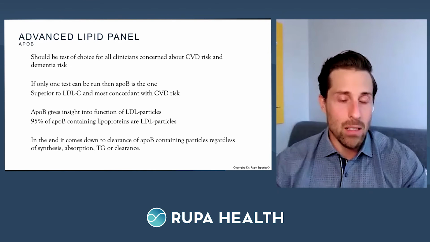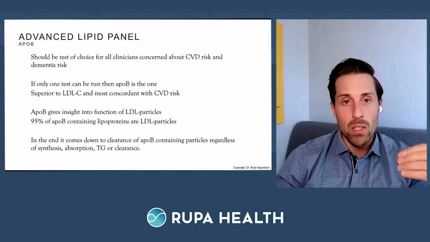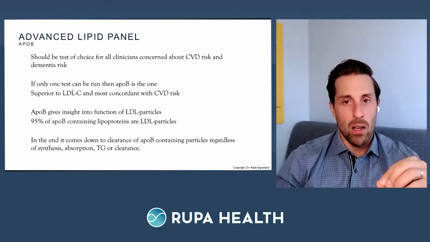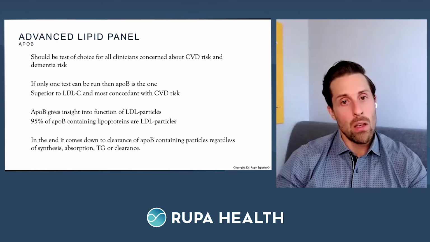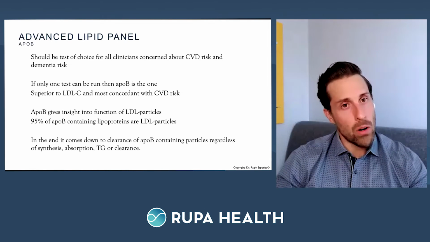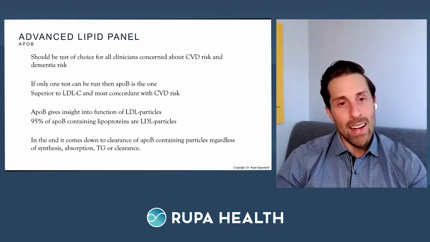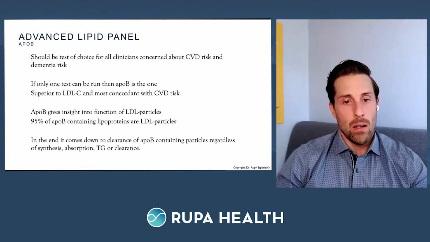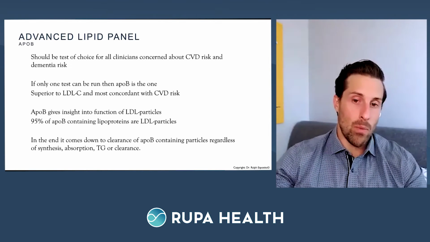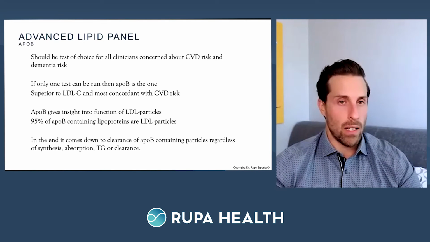So as I already discussed, ApoB is probably going to be the most important, especially when it comes to reducing cardiometabolic disease risk and dementia risk. If only one test can be done, we already said it would be ApoB, and about 95% of your ApoB-containing lipoproteins are LDL particles. So remember, in the end, it comes down to the clearance of these ApoB-containing particles, regardless of anything else.